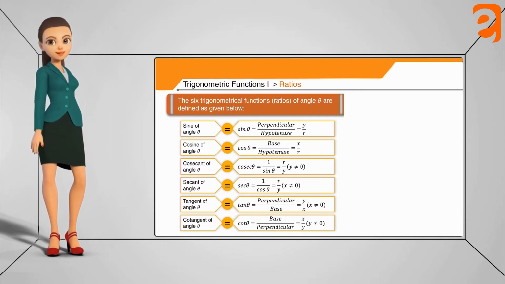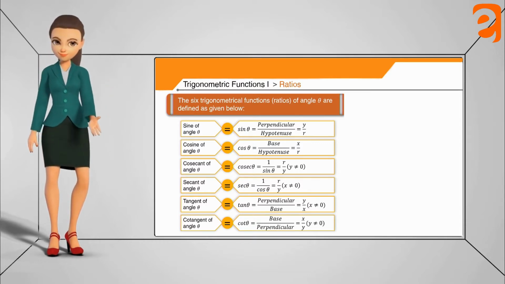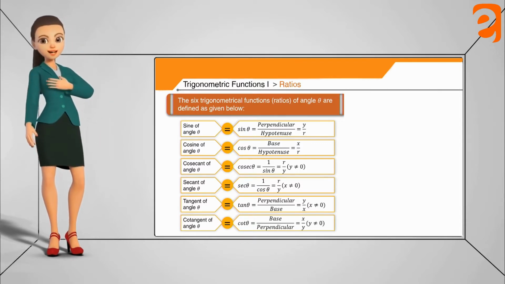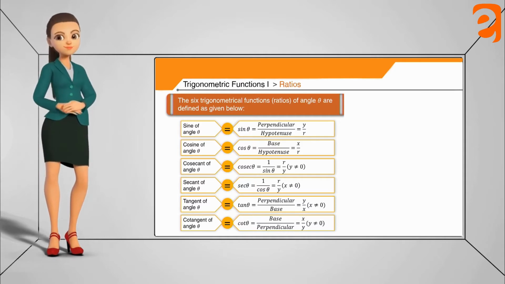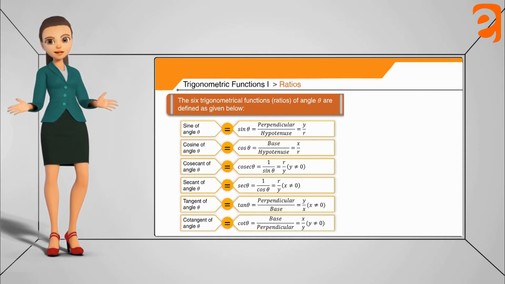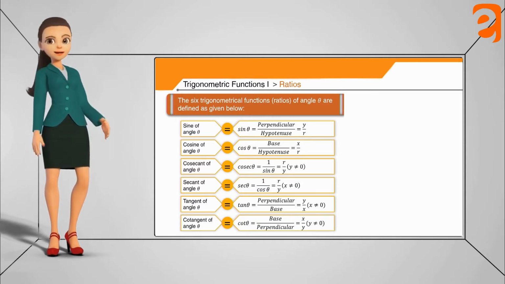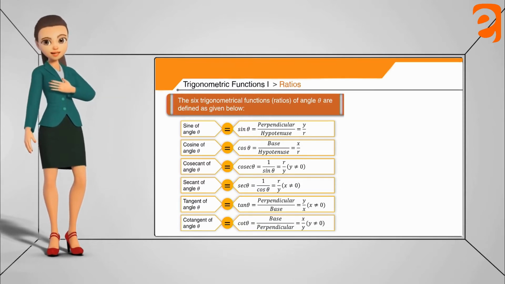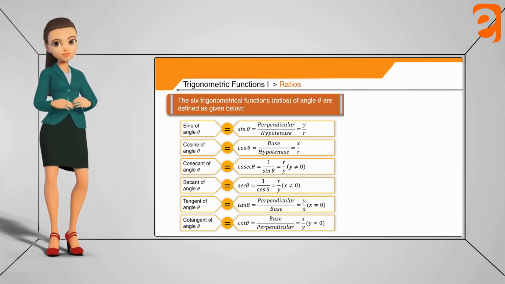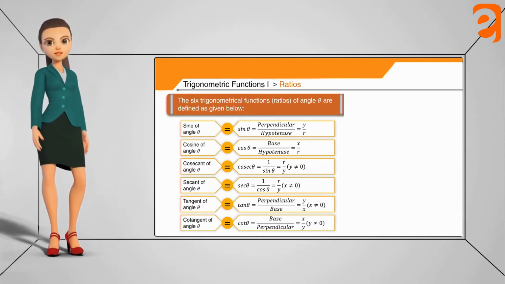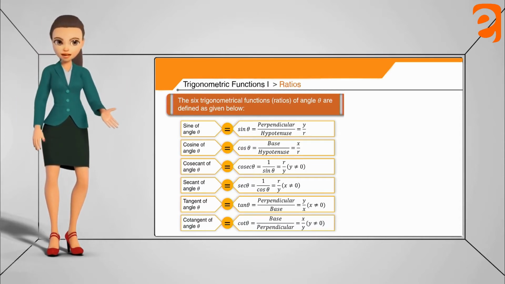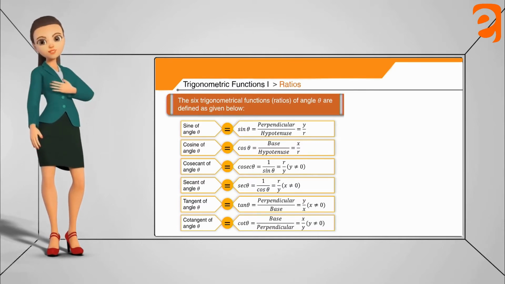And cot theta is actually cos theta divided by sin theta. So, this is base by perpendicular. Base is again your value x, perpendicular is your value y. Again, we mention the condition here that y should not be equal to 0. Why? Because if y is equal to 0, this ratio doesn't make any sense. So, if y is not equal to 0, cot theta is defined as x by y.